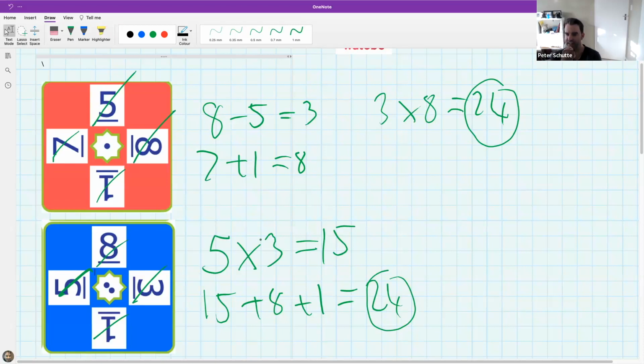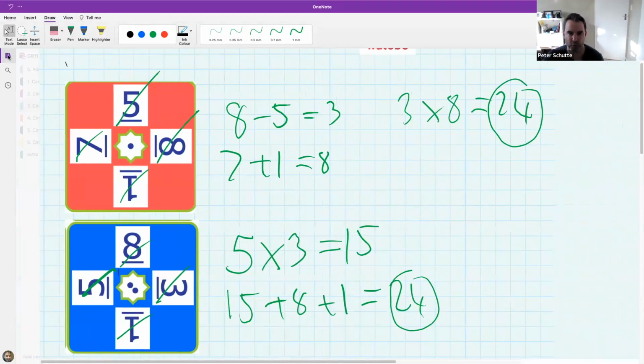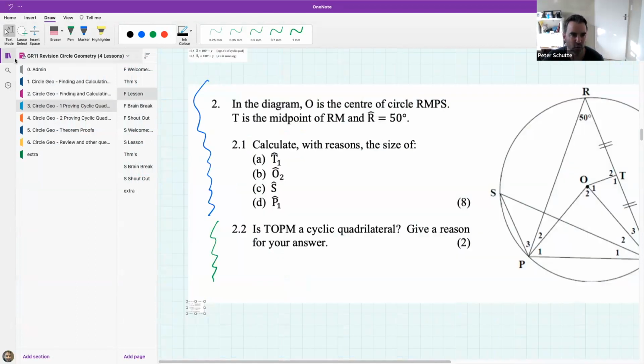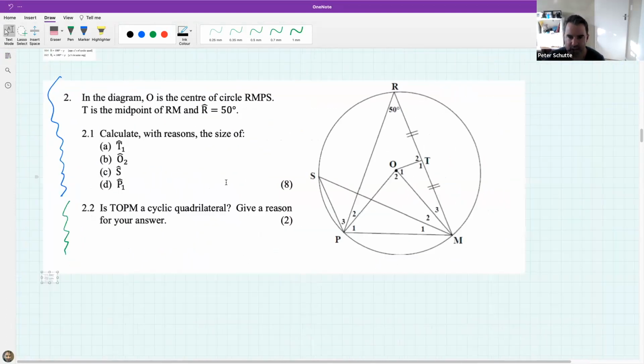And Keisha's got a very sneaky way. 8 minus 3 is 5. 5 times 5 is 25, and then take away 1 gives you 24. So Keisha, I hear you and I see you. That is awesome. Okay, before we get too far down the Maths 24 rabbit hole, let's go back to circle geometry, but well done, everyone. I can see your Maths 24 skills improving.